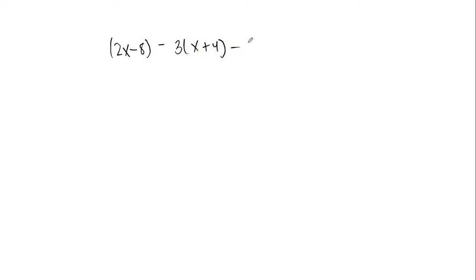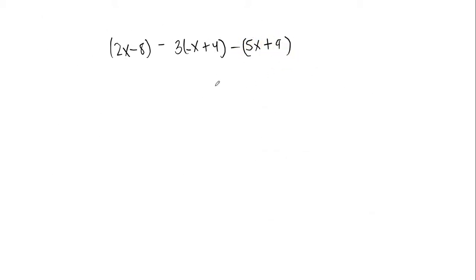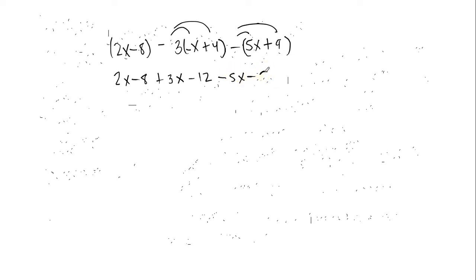So something like this. Oops, did not mean to do that. Like 2x minus 8, minus 3 times negative x plus 4, minus 5x plus 9. I'll put a negative x right here. Okay, so what am I doing first? I'm distributing. So over here, bring down 2x minus 8. Negative 3 times negative x is positive 3x. Negative 3 times positive 4 is negative 12. And then I'm distributing this minus sign. So it'll be negative 5x minus 9.